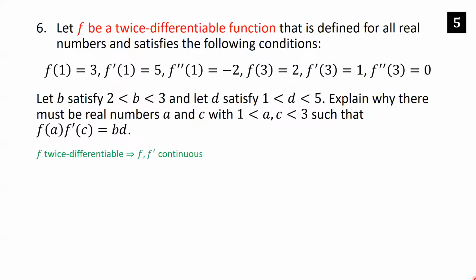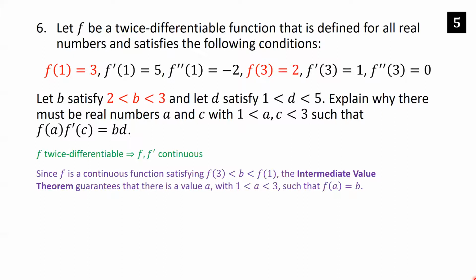Okay, so first of all, we're given that f is twice differentiable. So that means that both f and f prime have to be continuous, right, because differentiability implies continuity. f twice differentiable means that f prime is differentiable, and therefore f prime is also continuous. And of course, f is differentiable, so f is continuous.